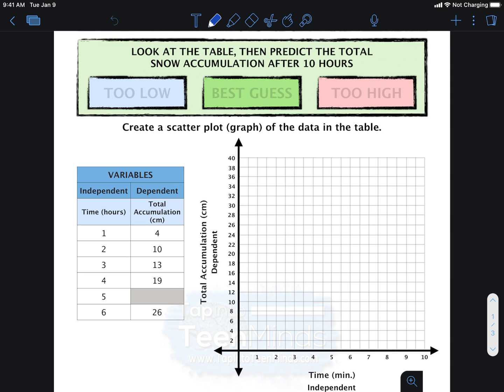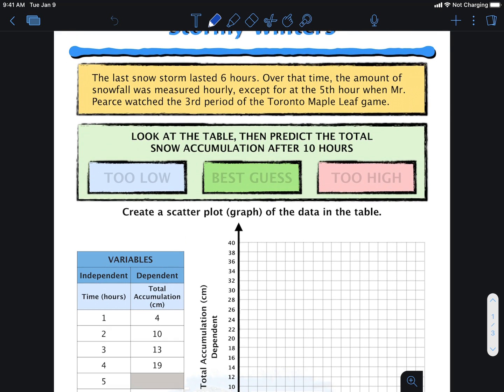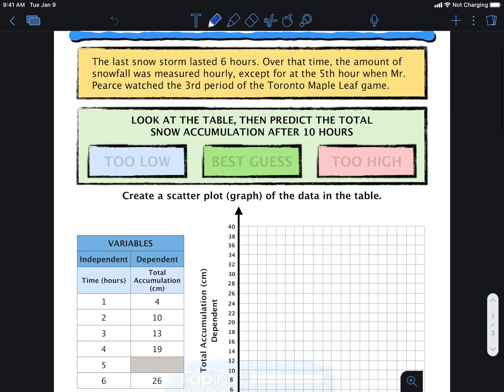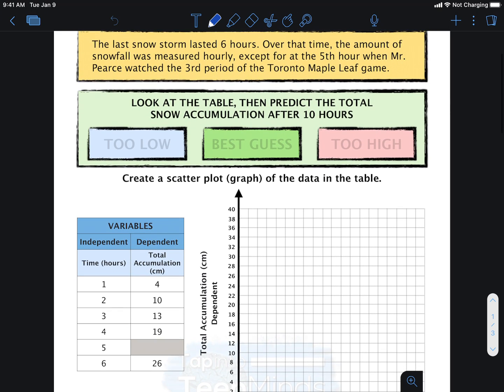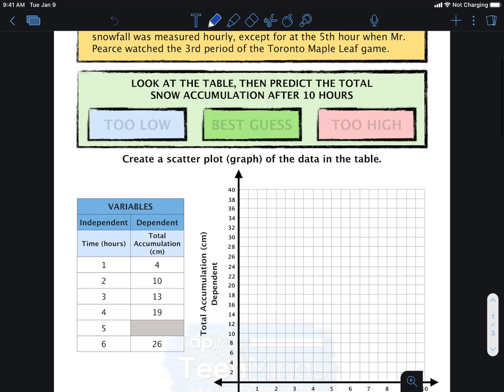So let's look at the last snowstorm, because it's completely made up, it's not necessarily the last snowstorm. It lasted 6 hours, and over that time, the amount of snowfall was measured hourly, except for the 5th hour when Mr. Pierce watched the 3rd period of the Toronto Maple Leafs game. So we're going to look at the table, and then we're going to take a guess at maybe what the value should be, and then we're going to create a scatter plot. So what do you think?